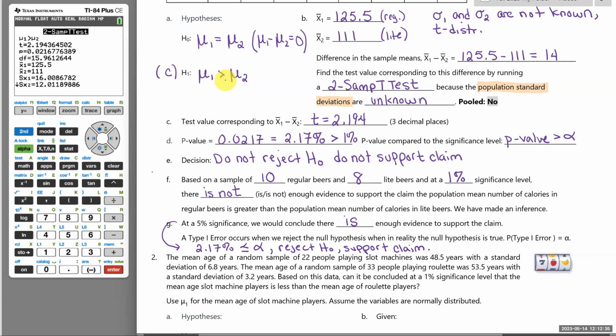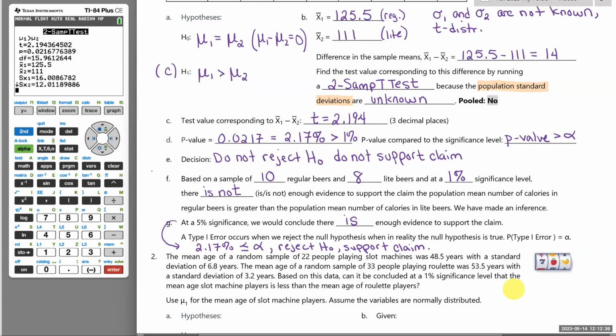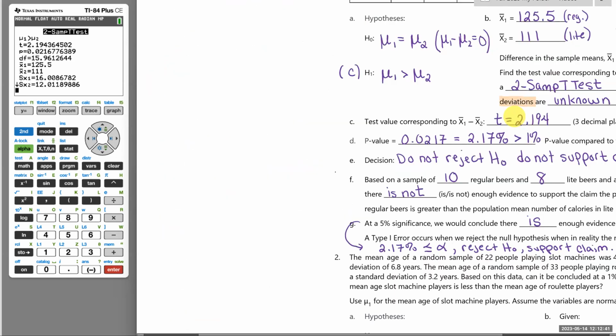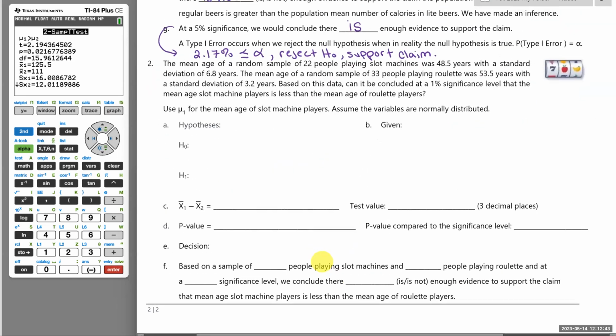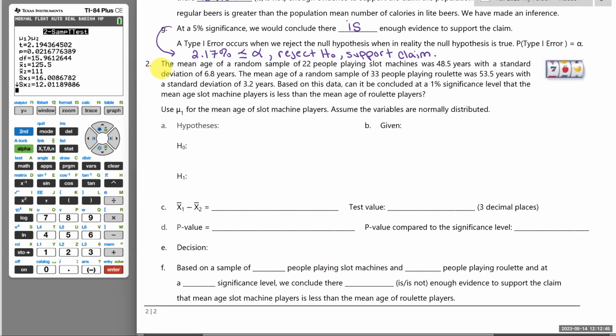Okay, so let's do one without the actual data being given, but rather the summary statistics. So let's try one more here. All right, so number 2. The mean age of a random sample of 22 people playing slot machines was 48.5 years, with a standard deviation of 6.8 years. The mean age of a random sample of 33 people playing roulette was 53.5 years, with a standard deviation of 3.2 years.